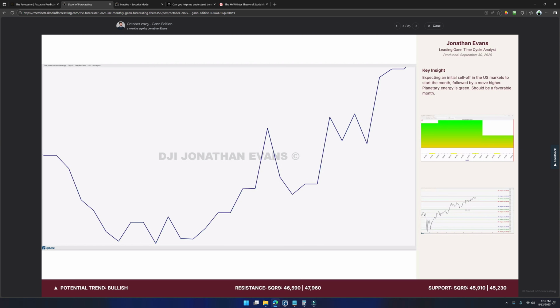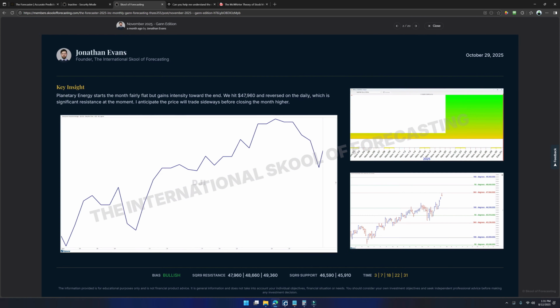I want to now switch over to the November one, just so I can go over this one, okay? So planetary energy starts the month fairly flat, but gains intensity towards the end. We hit 47,960 and then reverse on the daily, which is significant resistance at the moment. I anticipate the price will trade sideways before closing higher.